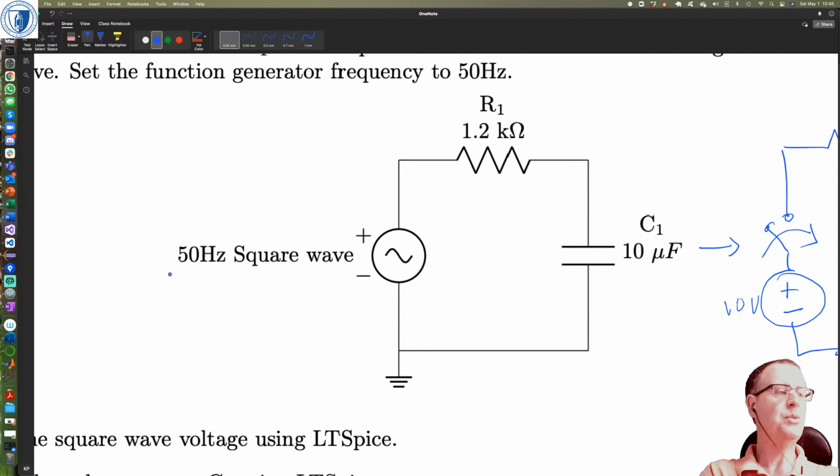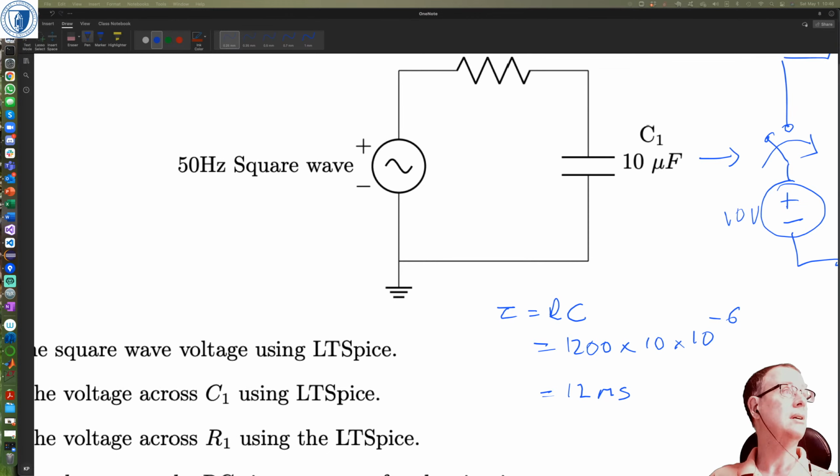Right, so what it really should be is tau equals RC, which is 1200 times 10 to the minus 6, which is probably going to be about 12 milliseconds, I think. Is that right? Does that add up like that? My brain is gone, so let's just fire up Matlab again. 1200 times 10 times 10 to the minus 6. Yeah, so it's 12 milliseconds.